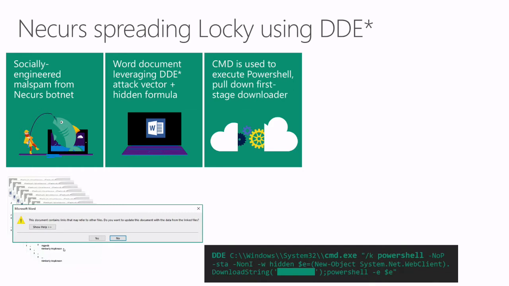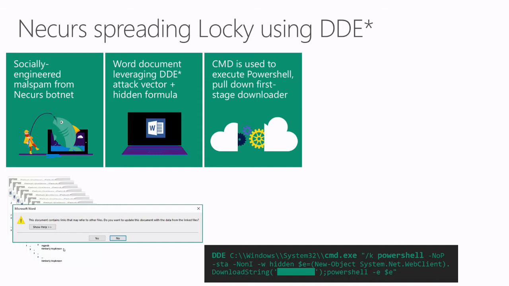Cool. Now, little do you know, there's a hidden formula in this Word document. They actually did a really good job with it. They hid it on the second page of the document. So it's not clear as to what's going on. It just looks like kind of a blank document. And what you see here in the black box is exactly the hidden formula that was in this document. So you can see the DDE call there.